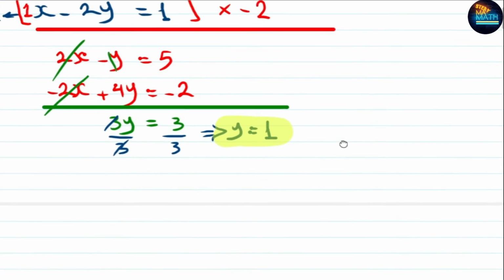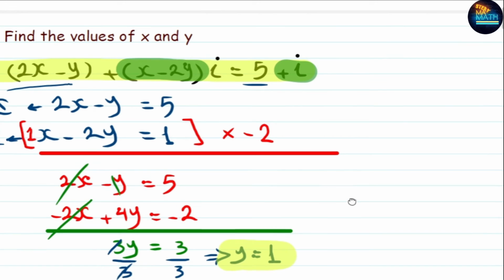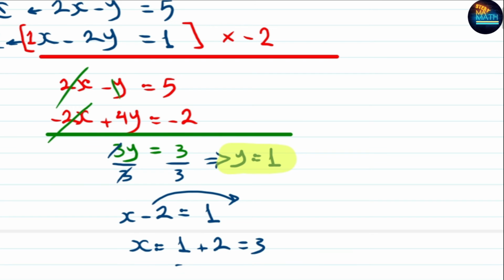Let's use y to get x. Let's substitute in the second equation, for example, which is x minus 2y is equal to 1. So x minus 2 times 1, because y is equal to 1, is equal to 1. x and -2 times 1 is -2 is equal to 1. Moving -2 to the other side, so x is equal to 1 plus 2, which is 3. So x is equal to 3.